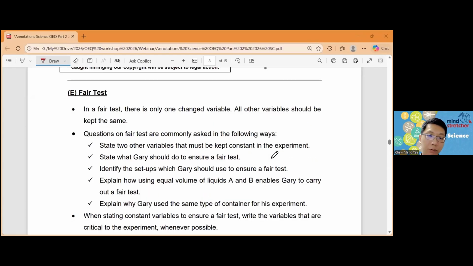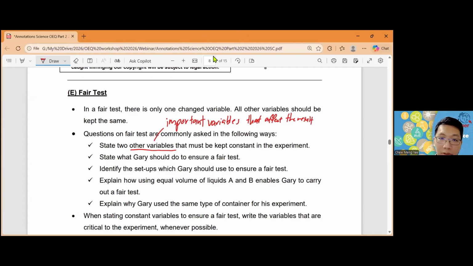Right. So there are a few ways they ask about fair test. The very simple one is where they ask you, which other variables must you keep constant? This is just testing you to identify other variables that affect a result and that you must keep constant. So when they ask for other variables, you must mention important variables. You cannot just give random variables that have no effect on the experiment. Important variables that affect the results.